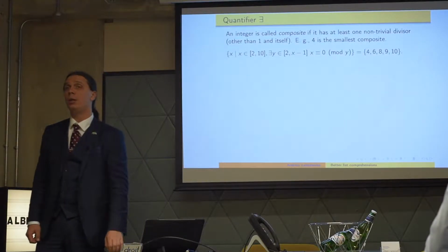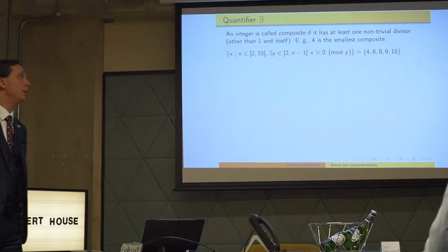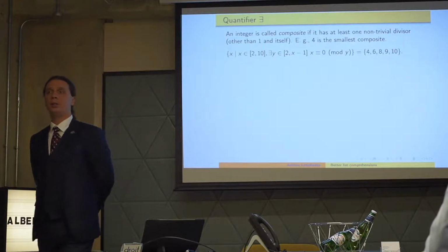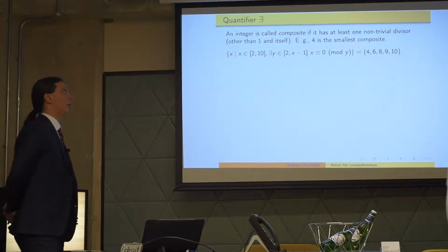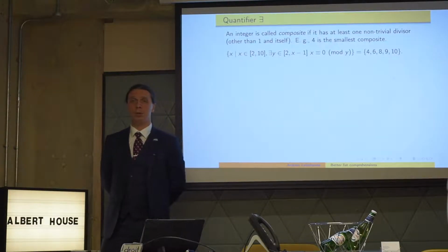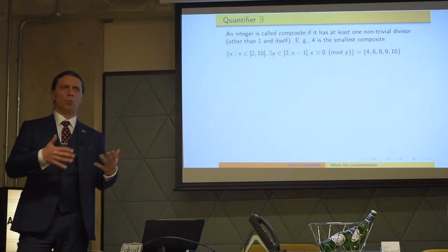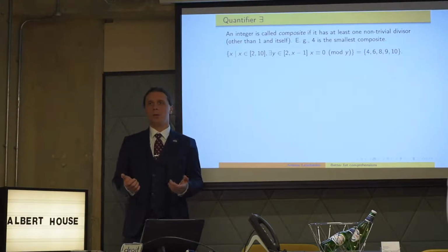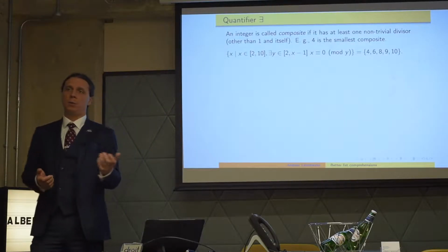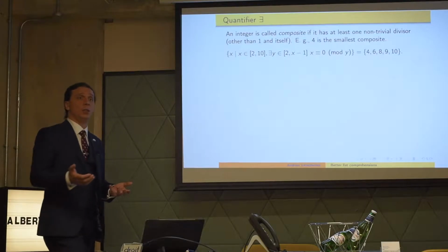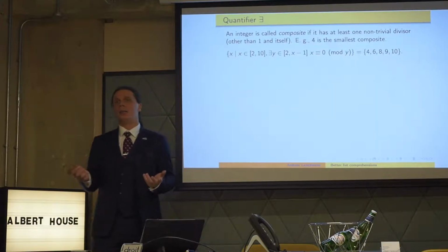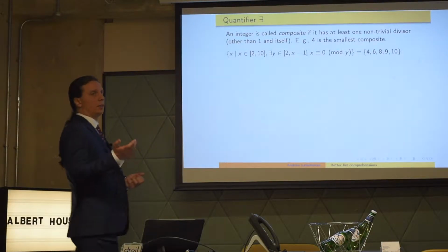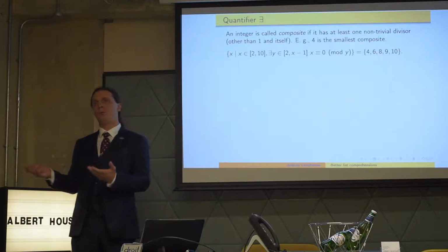Okay, more issues with our list comprehension. This is a definition of composite numbers. A number is called composite if it has at least one non-trivial divisor. Non-trivial means that it's not one and not itself. Like 5 is not a composite number because 5 has only two divisors, 1 and 5. 4 is a composite number. It has a divisor 2. Like 6 is also a composite number. It has even more divisors. It has divisors 2 and 3 and so on.